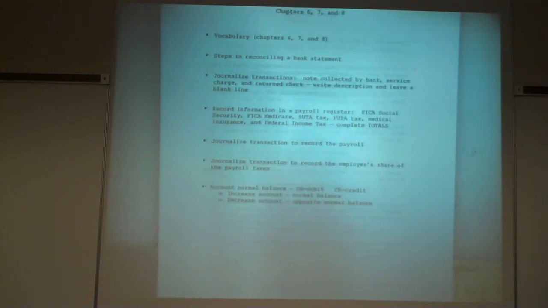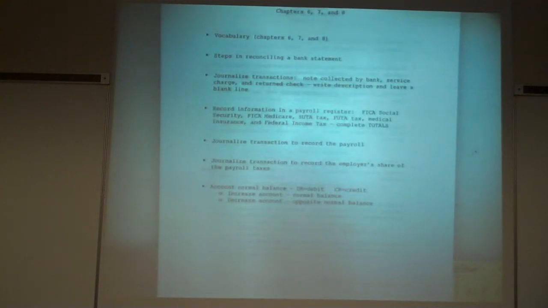We're going to journalize some transactions from that bank statement. If the bank collected a note for us, if we had a service charge, if we had a return check. Remember to write a description and leave a blank line on those journal entries. If we're not posting those journal entries, should we have account numbers in the post-reference column? No. Thank you. Okay.